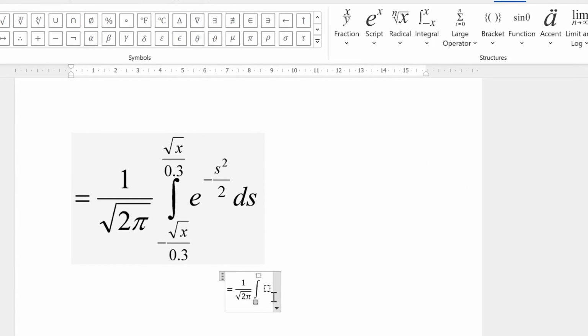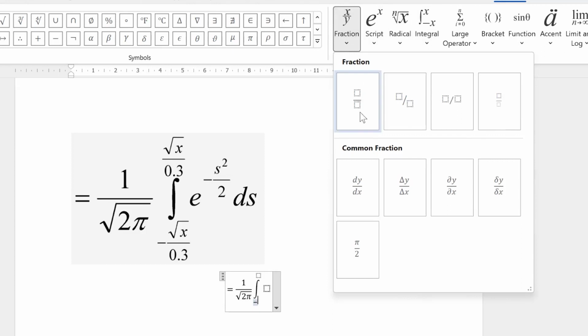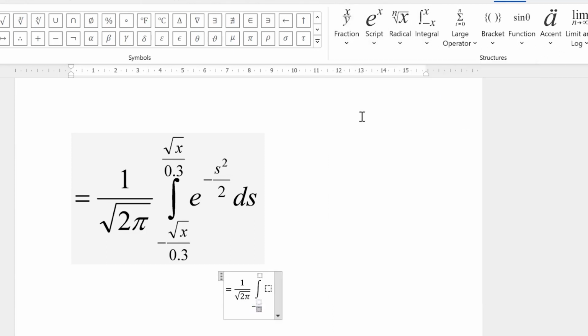We click to put the limits, and the limit is a fraction, negative square root of x divided by 0.3. So all we need to do is to put the negative first. Once we put negative, then we are going to put in the fraction. All right, so this is the fraction. So we have square root of x. We come to square root, we take square root, and then we have square root of x divided by 0.3. And then we finish with the bottom one.